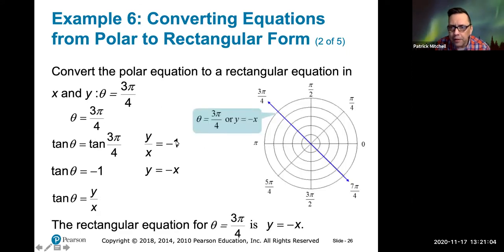And there's that line. So this is all points which have a theta coordinate of 3 pi over 4. This part of the line in quadrant 2 would be where r is positive, and this part of the line in quadrant 4 would be where r is negative. So the simplest types of curves to describe in polar coordinates are circles centered at the origin and lines passing through the origin.